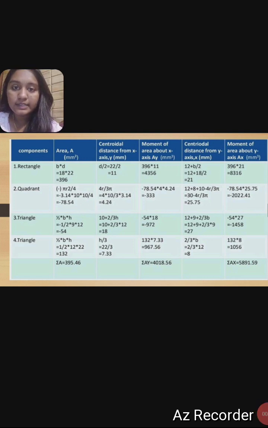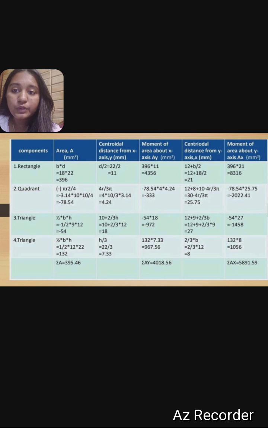Now let's look at our second component, the quadrant. Here we have taken pi r square by 4, and you can observe I have put a minus because I am subtracting this from our components. Let's take the pi value as 3.14 and the r value as 10 divided by 4, that is, we get minus 78.54. Then our third component is the triangle. We have taken half into base into height. Here also I have used minus, so I have taken minus half into 9 into 12. This gives you minus 54.